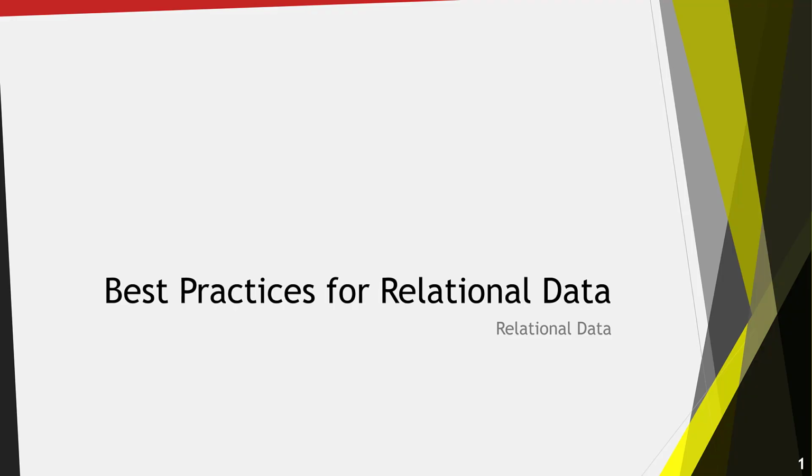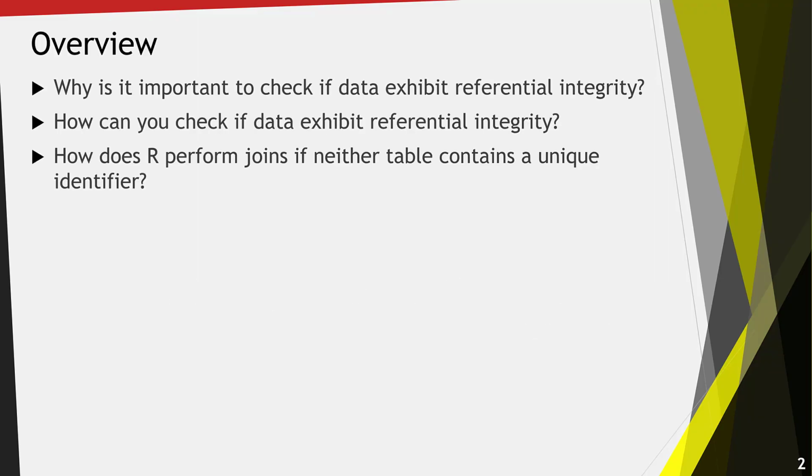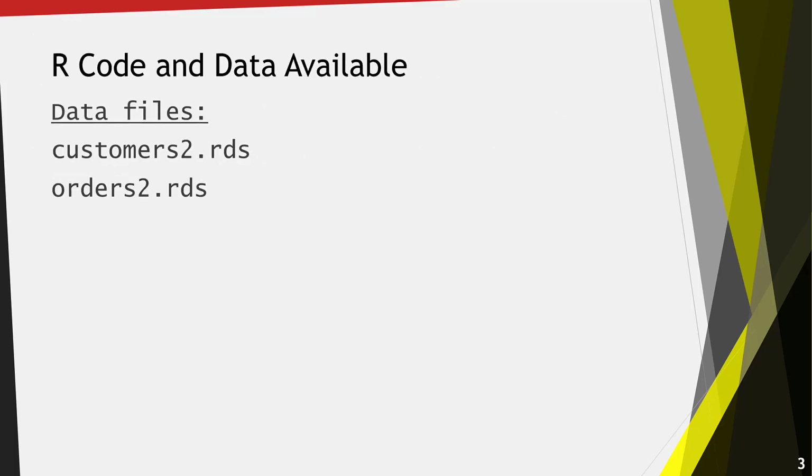This video will cover some best practices for your data science workflow when dealing with relational data. By the end of this video, you should understand why it's important to check if data exhibit referential integrity, how you can check to see if data exhibit referential integrity, and how R performs joins if neither table contains a unique identifier. The R code used in this video is available on the Learning Management System.